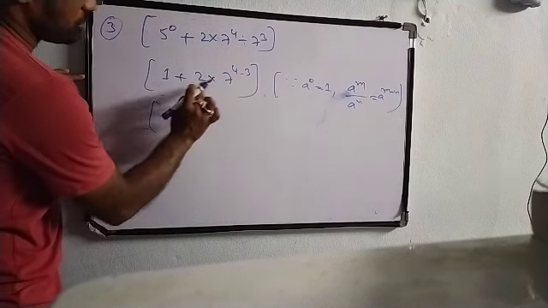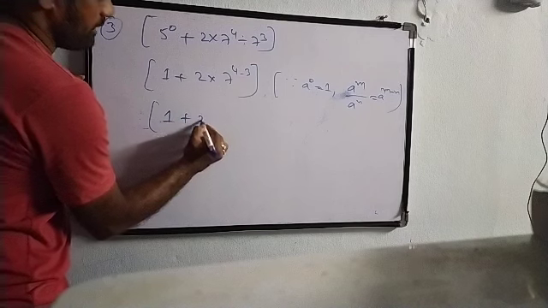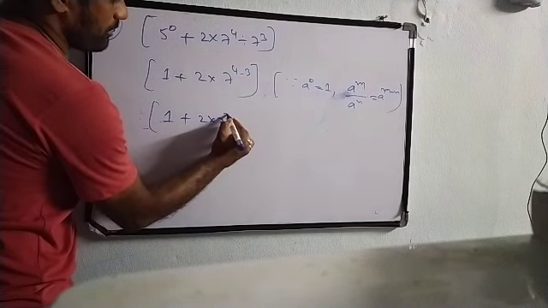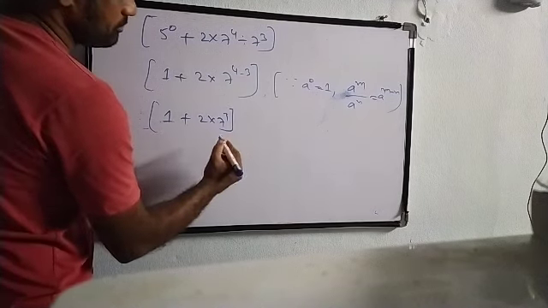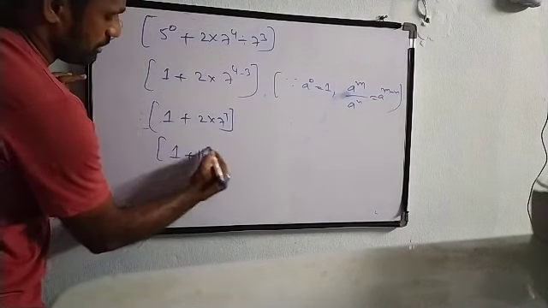So it can be written as, we should not do the addition first. Why? Because preference is given for multiplication. So keep 1 plus 2 into 7 power 1. So it will be 1 plus 2 7s are 14, which is 15.